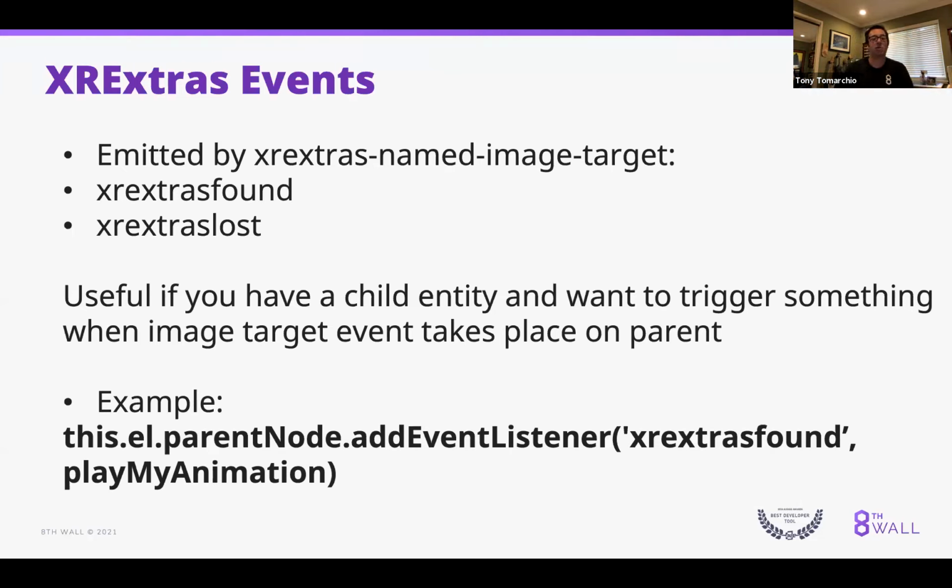And I have just a sample code, an A-frame example, where I'm saying this.el, so that's this element, and then you get the parent node and you add an event listener. As an example, I don't want to have the animation playing on my 3D model the whole time, but when the relevant image target on its parent entity gets found, then I want to start the playback of the animation. So I could have my function that calls play my animation, that adds the animation mixer component to the 3D model and starts playing a certain animation clip.